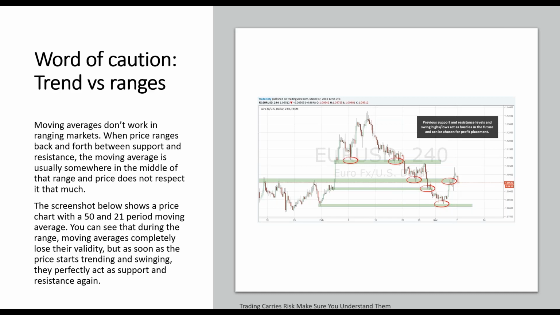Now, most of the markets do range for most of the time, and moving averages are very inaccurate there. So when you see a market ranging and you're trying to trade a crossover of moving averages in a ranging market, you're making a mistake.